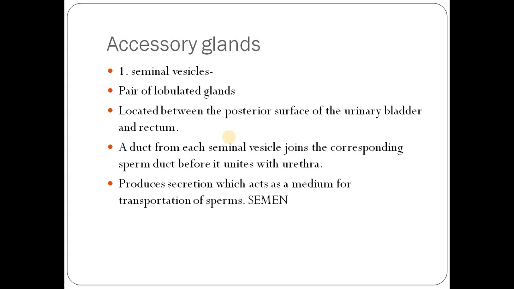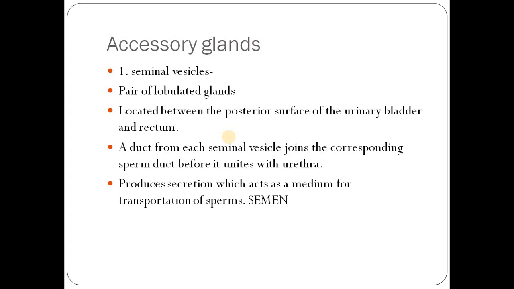When we talk about seminal vesicles, you have to remember that they are also lobulated type of glands, and a duct will come out from each seminal vesicle. That means it's a kind of vessel. From that vessel a duct will arise, and this duct will go and join the sperm duct, which I showed you where it is located, and this sperm duct will finally join the urethra. So what do the seminal vesicles actually do?